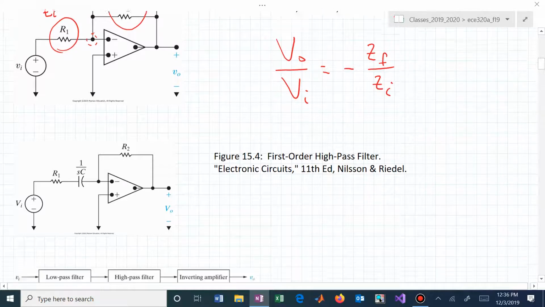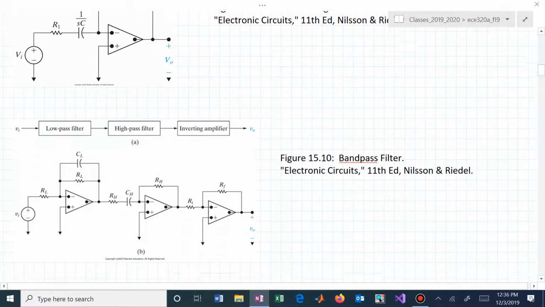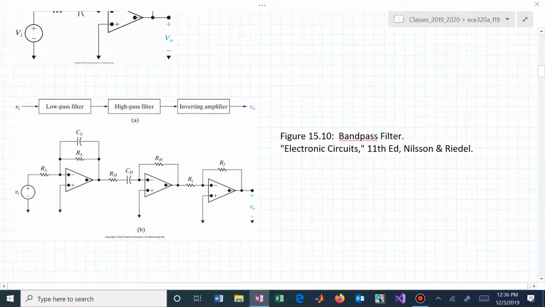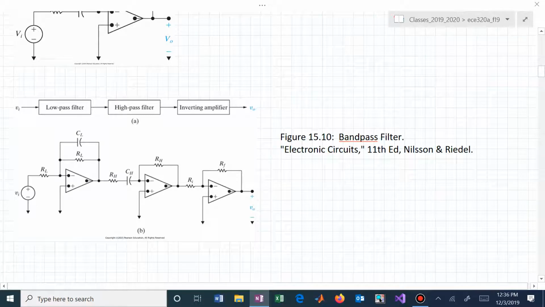Again, I would just say let's focus right now on understanding or appreciating these pictures and not trying to frantically copy everything that's there. It's in the book. But here is how you could realize a bandpass filter.